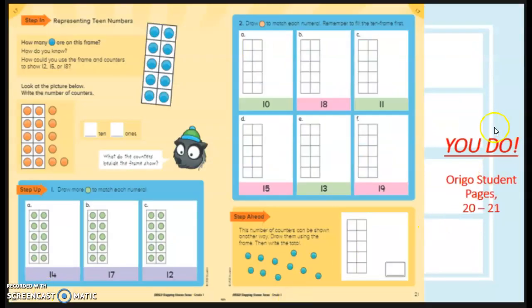Alright class, so work I want you to do on your own. I want you to go open your student pages and do pages 20, 21. Take a picture of it and upload it to our class for our teacher to see later on.